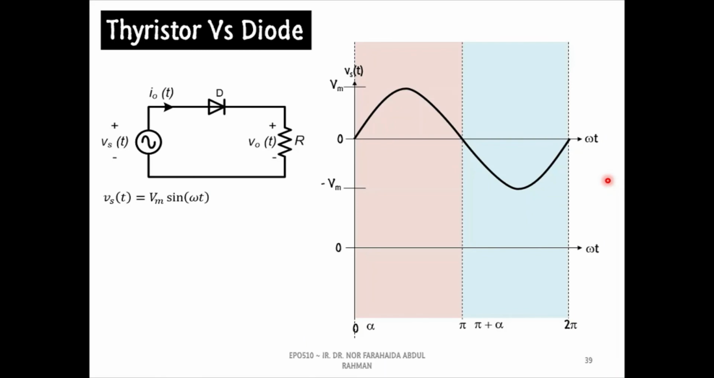Next, I will use a simple circuit and output voltage and output current waveforms to demonstrate the operation of a thyristor. To show the difference between the thyristor and a diode, I will start the demonstration with the diode operation. Keep in mind, this demonstration involves ideal power switches only. Hence, there is no leakage current during the off state and no voltage drop during the on state.